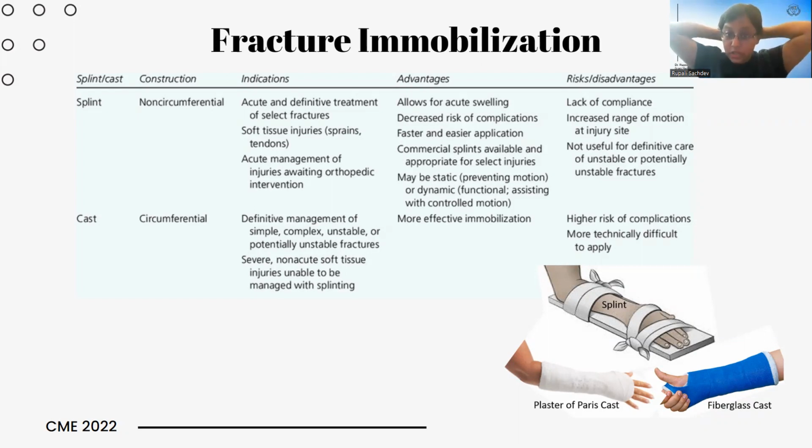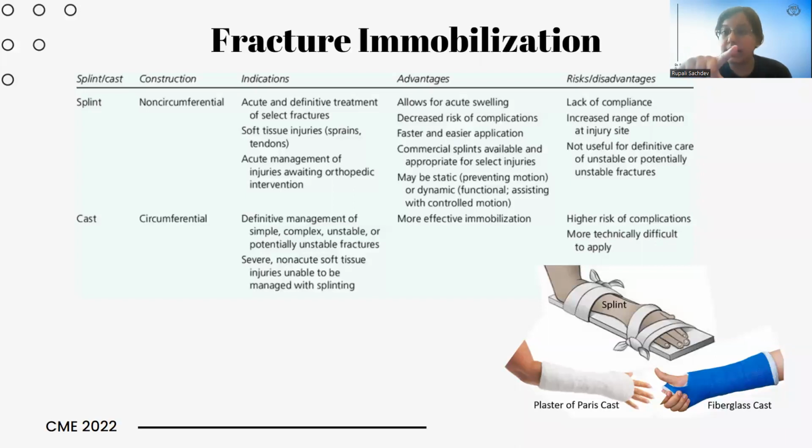So what are the indications? Acute and definitive treatment of select fractures, soft tissue injury. So if there is a sprain and you want to immobilize it, and while you're waiting for orthopedic intervention. So suppose you have asked the patient to immobilize in the field. If you find a patient somewhere, you are in the emergency, or if it's in a rural setting where you can't get to an orthopedic center, you can splint it meanwhile so that it's not going to get further damaged by movements.